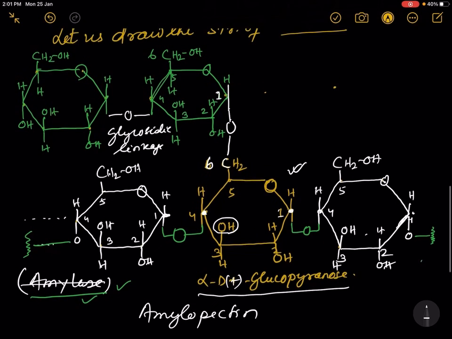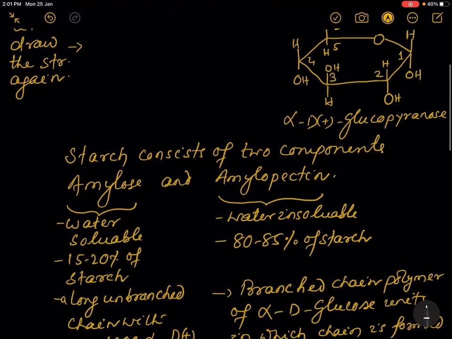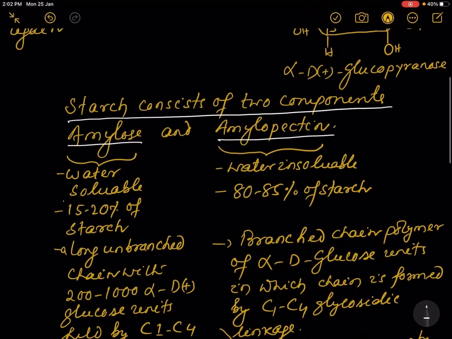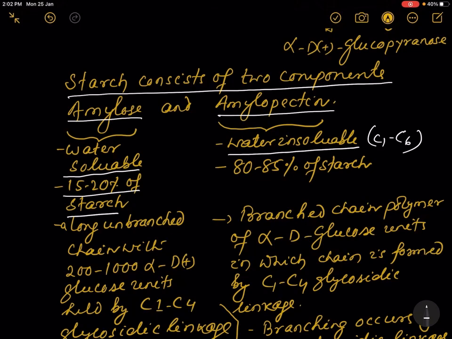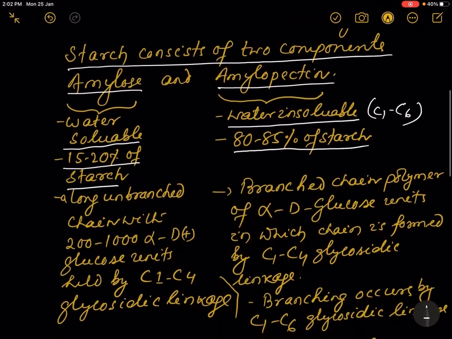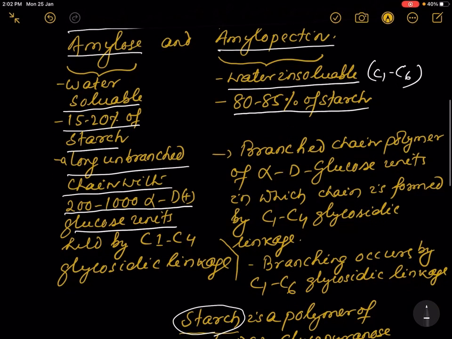Now you see, starch consists of two parts, amylose and amylopectin. Amylose is water soluble, contains 15 to 20% of starch, whereas amylopectin is water insoluble as it is branched at C1 and C6 by glycosidic linkage. Amylopectin is present 80 to 85% in the starch, and amylose is a long unbranched chain with 200 to 1000 alpha D glucose units. You can say alpha D glucopyranose also, held by C1 C4 glycosidic linkage.